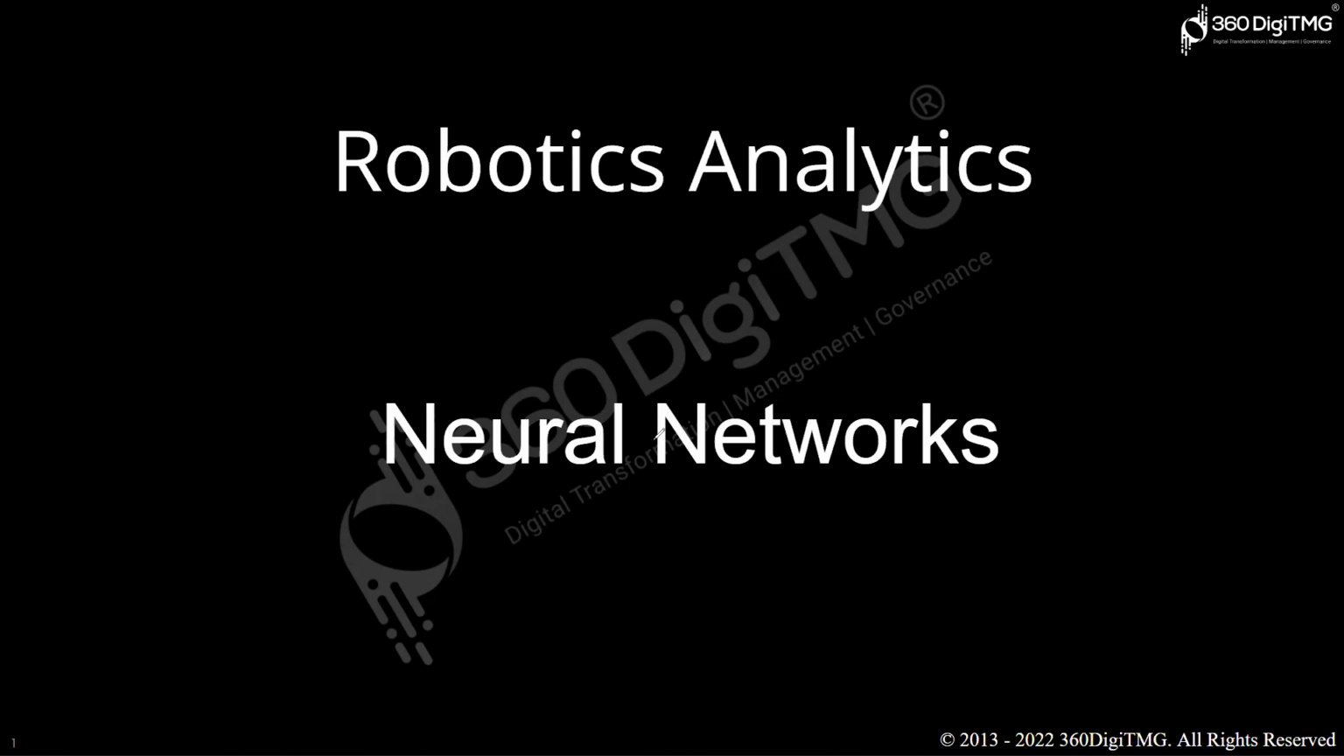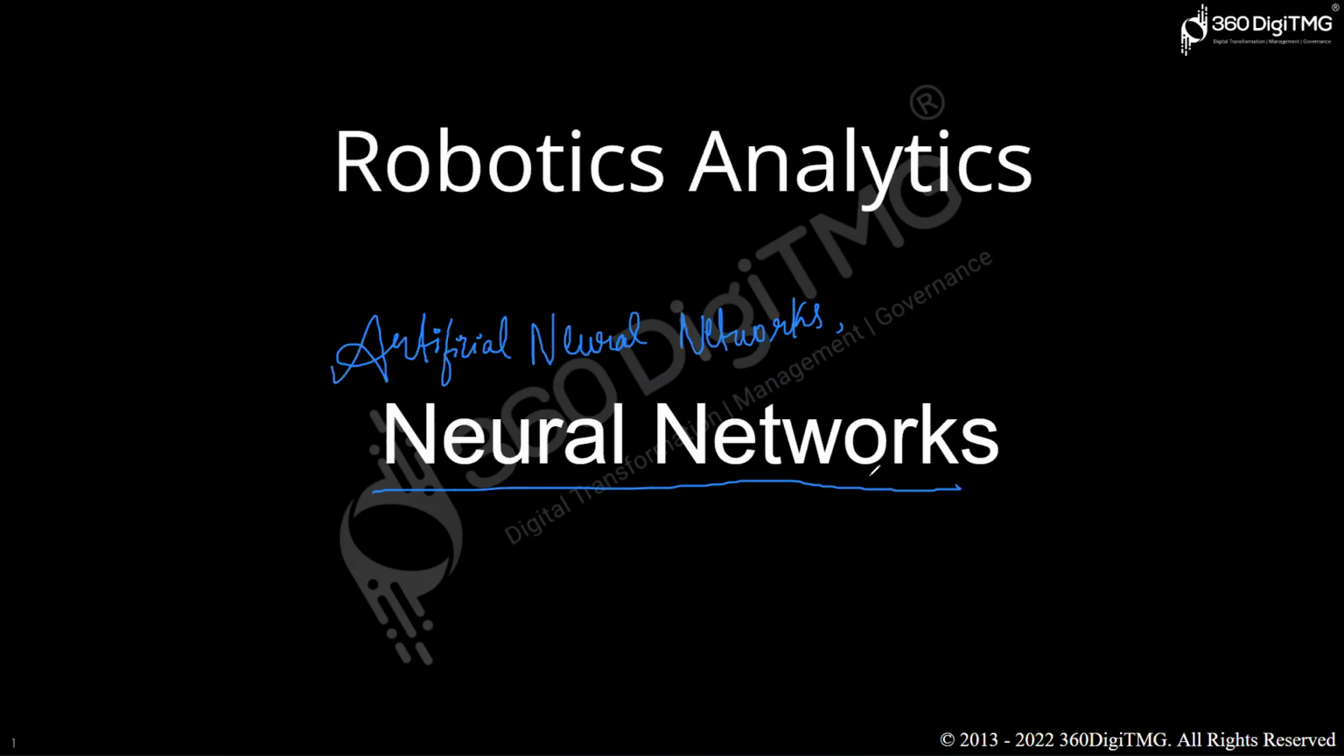A neural network is an artificial network, usually called neural networks. Let me write it down for you. So what are these artificial neural networks? They are computing systems inspired by the biological neural networks that constitute animal brains.